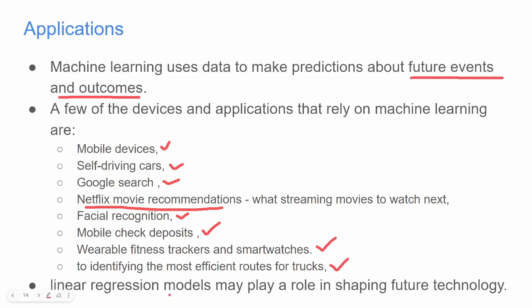Then linear regression models may play an important role in shaping future technology. Definitely, it will play an important role in shaping future technologies. So these are the applications of machine learning.